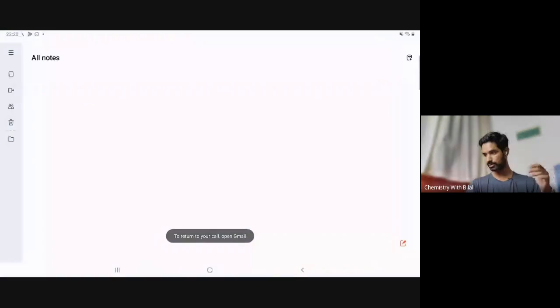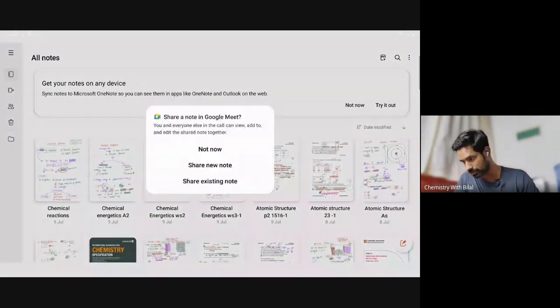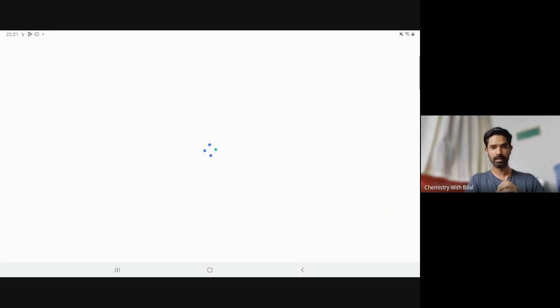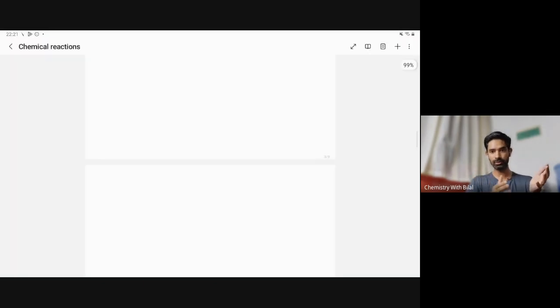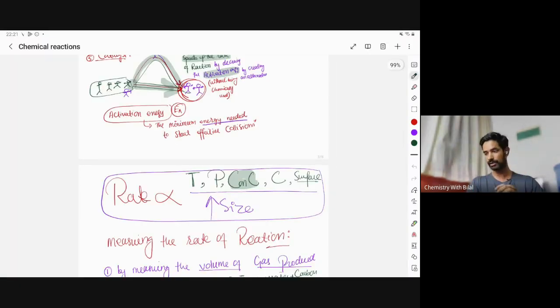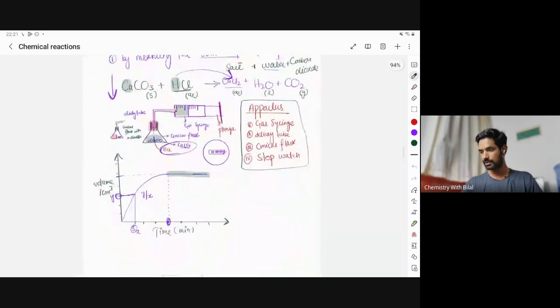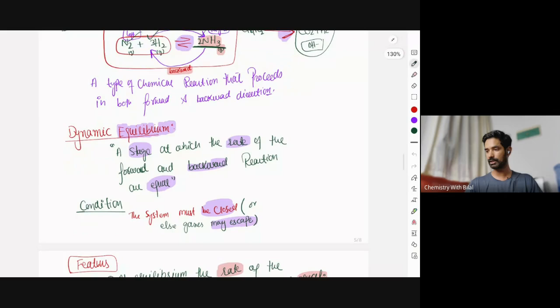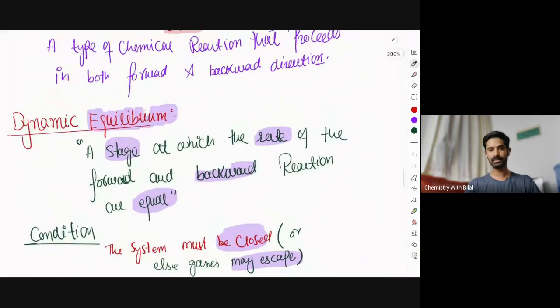I want everyone to recall the same concept which I'm referring to. So first of all, you all should be able to explain what is meant by reversible reaction. A chemical reaction that goes in both forward and backward direction is called a reversible reaction, right? So when the rate of the forward and backward is equal, we can say that the reaction has achieved dynamic equilibrium. Now, under what condition can the system achieve equilibrium? There is only one condition. The condition is the system has to be a closed system.